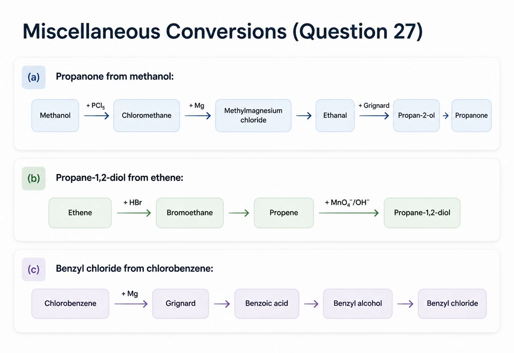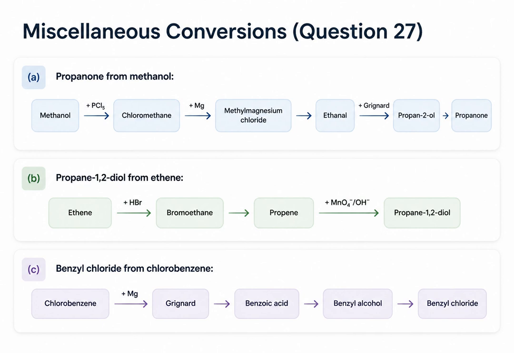Moving to question 27, to build propanone from methanol, we convert methanol to a Grignard reagent, react it with ethanal to form propan-2-ol, and oxidize it to propanone. To get propane-1,2-diol from ethene, we first need to extend the chain to propene. Once we have propene, a simple reaction with cold dilute alkaline potassium permanganate adds 2 hydroxyl groups across the double bond.